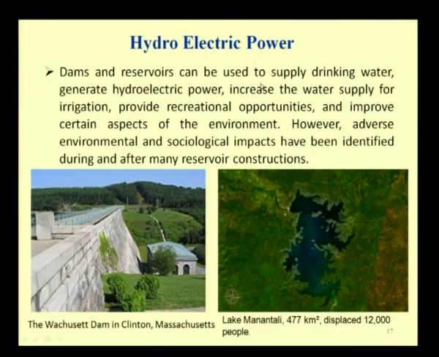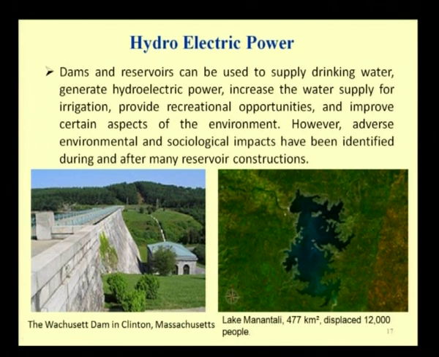Hydro means water. In what way are they impacting the earth? The dams and reservoirs are used for supplying drinking water, generating hydroelectric power, increasing the water supply for irrigation, providing recreational opportunities and improving certain aspects of the environment. However, adverse environmental and sociological impacts have been identified during and after many reservoir constructions. See, you are seeing two pictures. The first is the Wachusett Dam in Clinton, Massachusetts, and the second one is Lake Manantali of 477 square kilometers. It has displaced 12,000 people, and therefore there are some advantages and disadvantages.